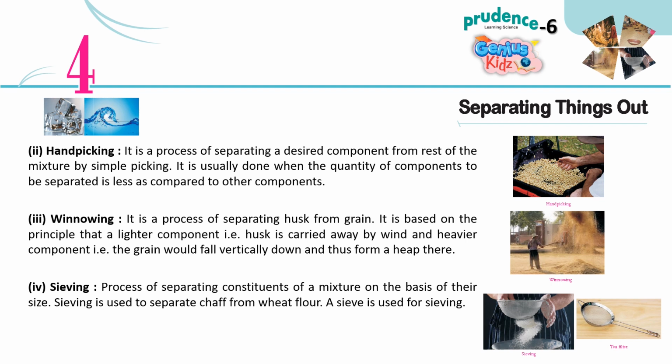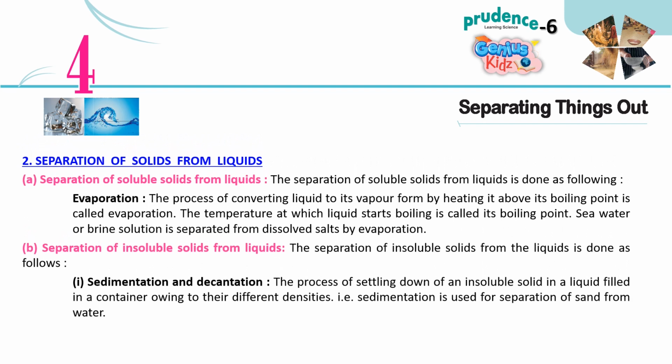4. Sieving. Process of separating constituents of a mixture on the basis of their size. Sieving is used to separate chaff from wheat flour. A sieve is used for sieving. 2. Separation of solids from liquids. A. Separation of soluble solids from liquids. The separation of soluble solids from liquids is done as follows.